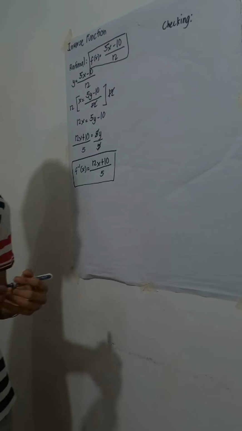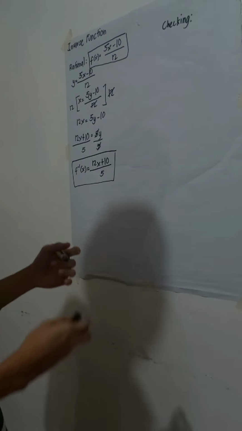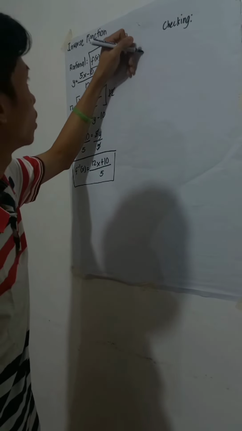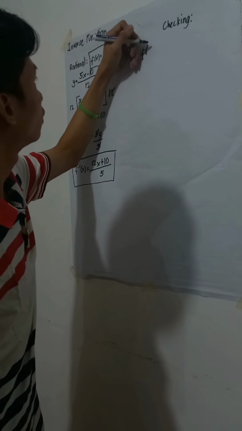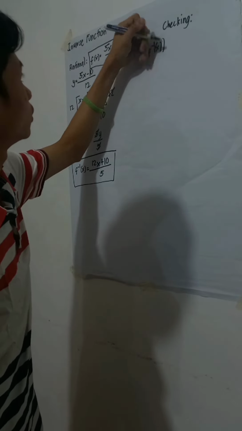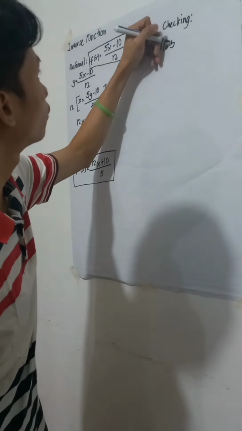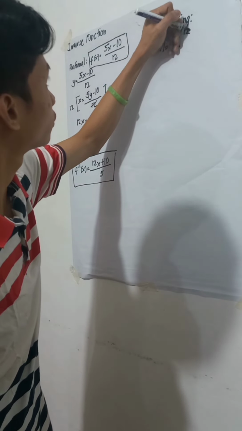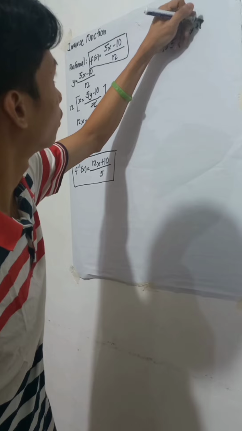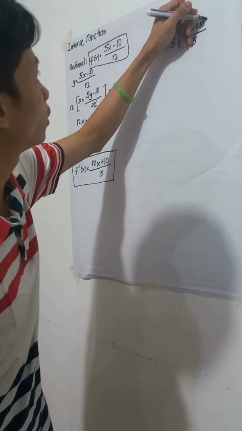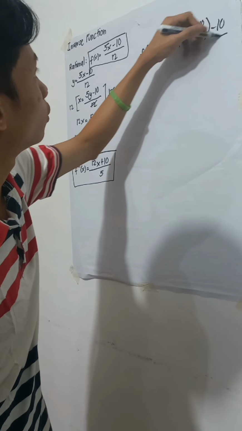So to check if that is correct, we're going to do a checking. This is the formula: f of f raised to negative 1 of x is equal to, these are f, so 5 multiplied by (12x plus 10) over 5, and minus 10 for this side, all over 12.